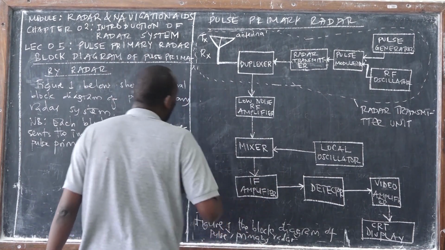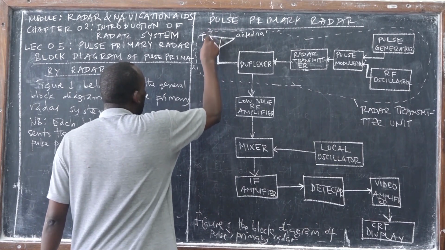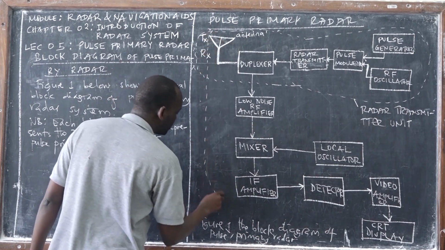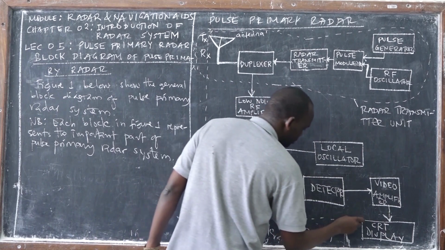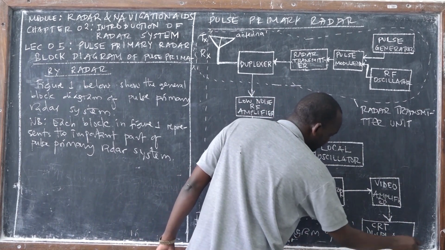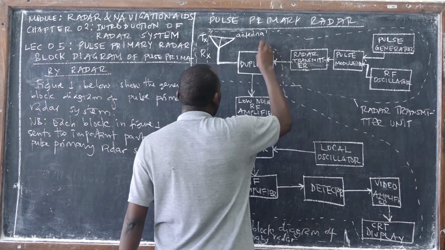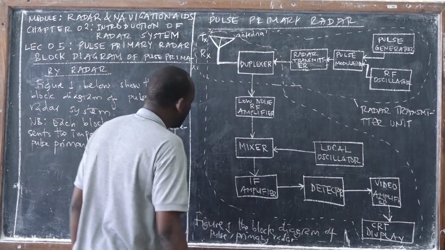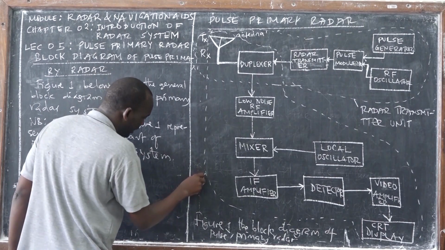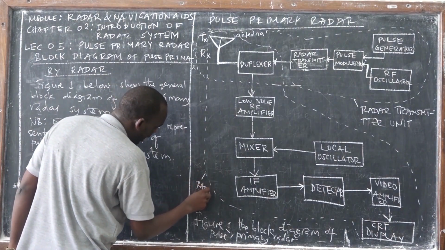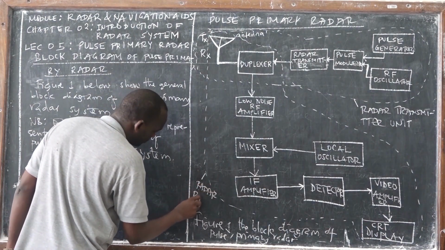Then we have a receiver. So all of these parts, to the duplexer, to the antenna, this is what we call in telecommunication the radar receiver.